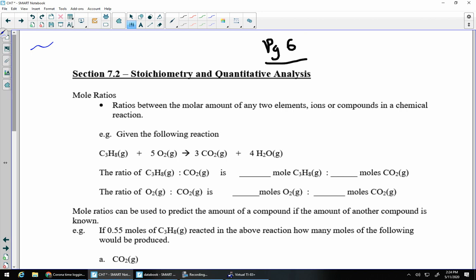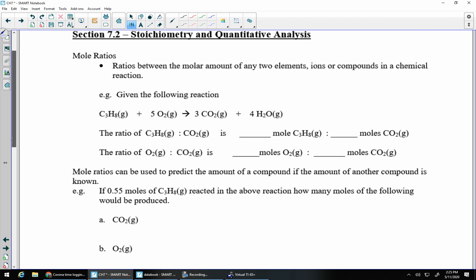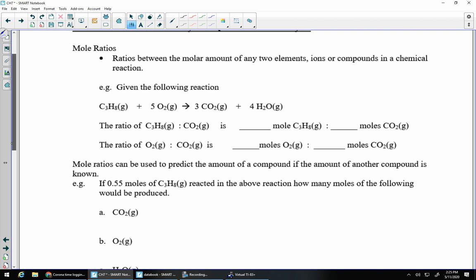Today we are talking about stoichiometry and quantitative analysis. This is page 6 of our Stoich workbook, so if you're not already there, you probably want to open it up to page 6. Quantitative analysis is talking about all the quantities we're dealing with here, so numbers and calculations. You also want your data booklet and a calculator.